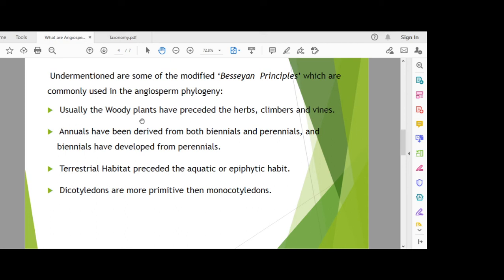Usually, the woody plants have preceded the herbs, climbers, and vines. Annuals have been derived from both biennials and perennials, and biennials have developed from perennials. So, annuals are advanced and perennials are primitive. Terrestrial habitat preceded the aquatic or epiphytic habitat. Dicotyledons are more primitive than monocotyledons.